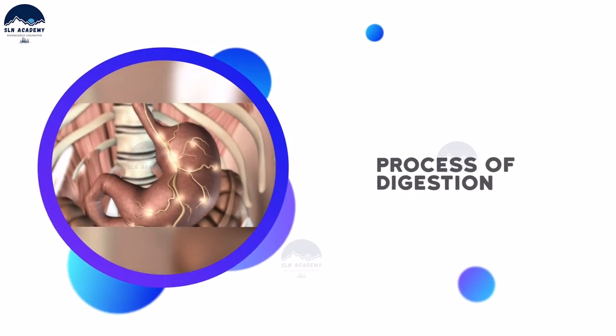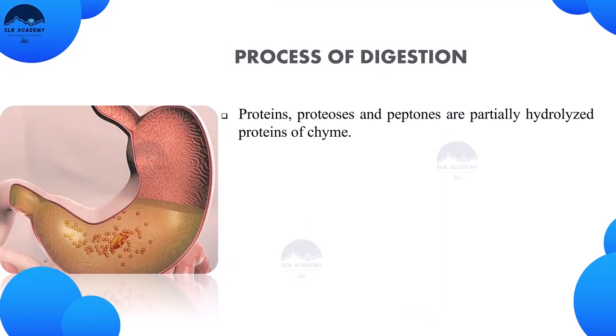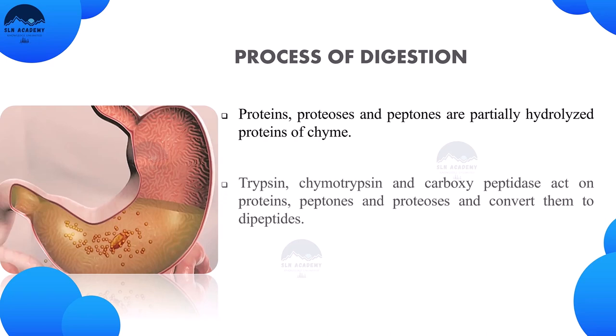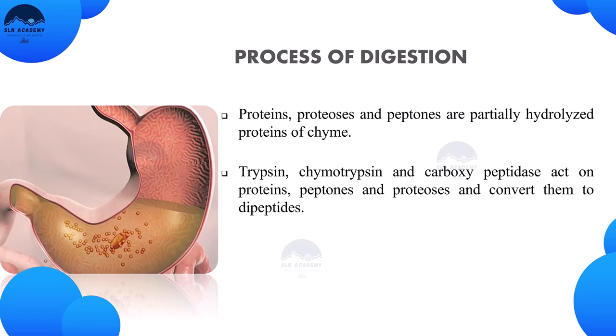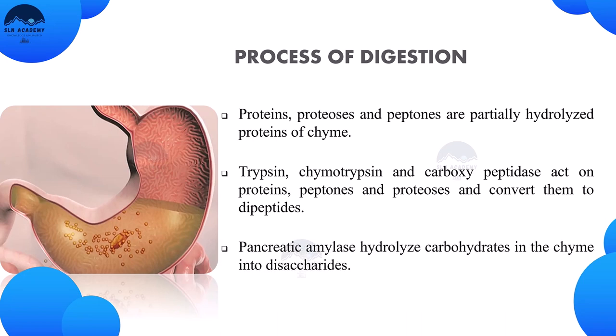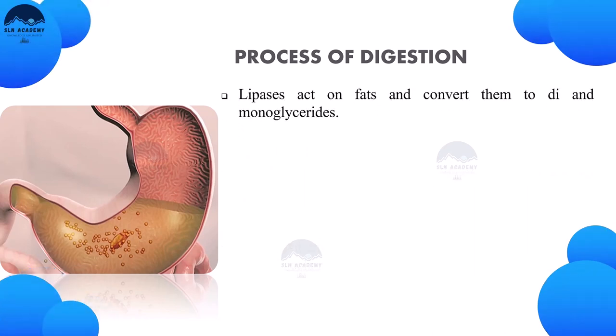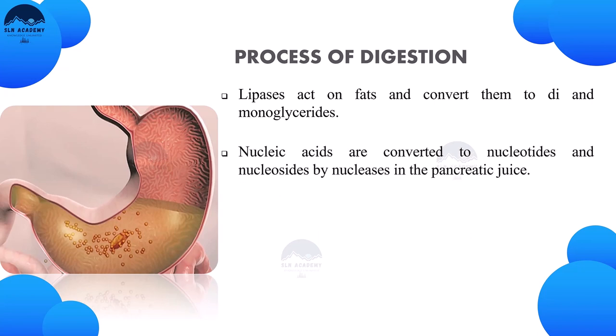Functions of digestion. Proteins, proteoses, and peptones are partially hydrolyzed proteins of chyme. Trypsin, chymotrypsin, and carboxypeptidase act on proteins, peptones, and proteoses and convert them into dipeptides. Pancreatic amylase hydrolyzes carbohydrates in the chyme into disaccharides. Lipases act on fats and convert them to di- and monoglycerides. Nucleic acids are converted to nucleotides and nucleosides by nucleases in the pancreatic juice.